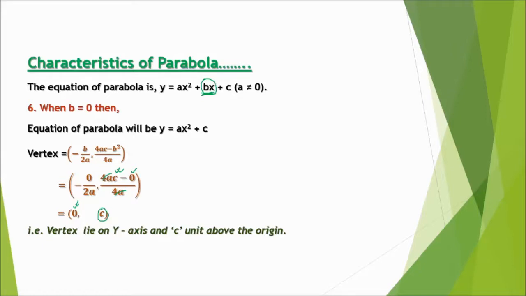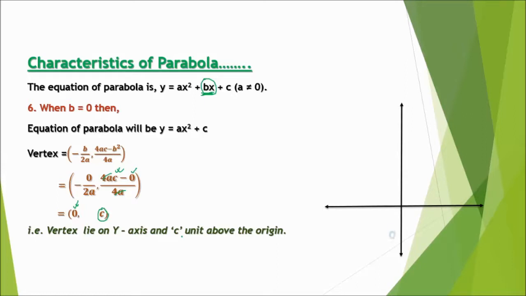Now these characteristics help us to sketch the curve without actually drawing it by plotting points, and we can sketch the graph correctly. Now the vertex lies on the y-axis and c units above the origin. Let's see it in the graph.